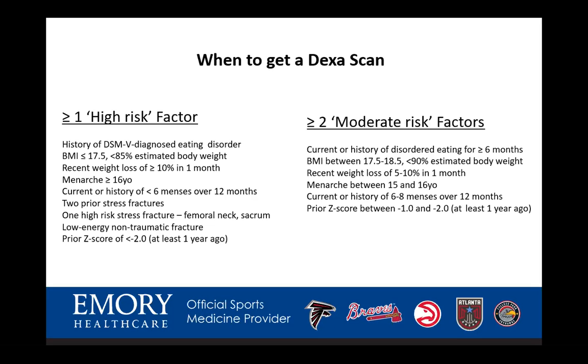And then another reason to get a DEXA would be greater than 2 moderate risk factors. So a history of disordered eating, so maybe not a diagnosed eating disorder, but a history of disordered eating for greater than 6 months. A BMI between 17.5 and 18.5, or less than 90% estimated body weight, a recent weight loss of 5 to 10% in the last month, first menses between 15 and 16 years old, and in the last 12 months, 6 to 8 menses. And then a prior low bone mineral density Z-score between -1 and -2.